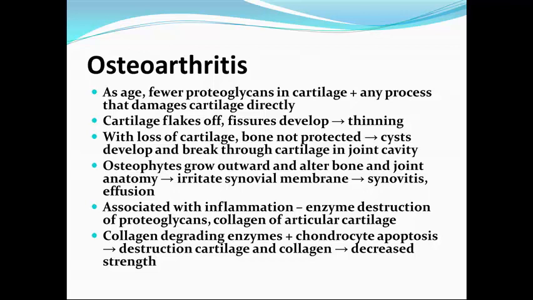Now remember those osteophytes that we talked about, these bony spurs. These osteophytes in osteoarthritis actually grow outward and alter the bone as well as the joint anatomy. And this is what you'll frequently see in the hands of someone who has osteoarthritis. If you look at these osteophytes, these outgrowths, you'll see them in the distal phalanx, and those are called Heberden's nodes, or if they're in the medial phalangeal joint, those are called Bouchard's nodes.